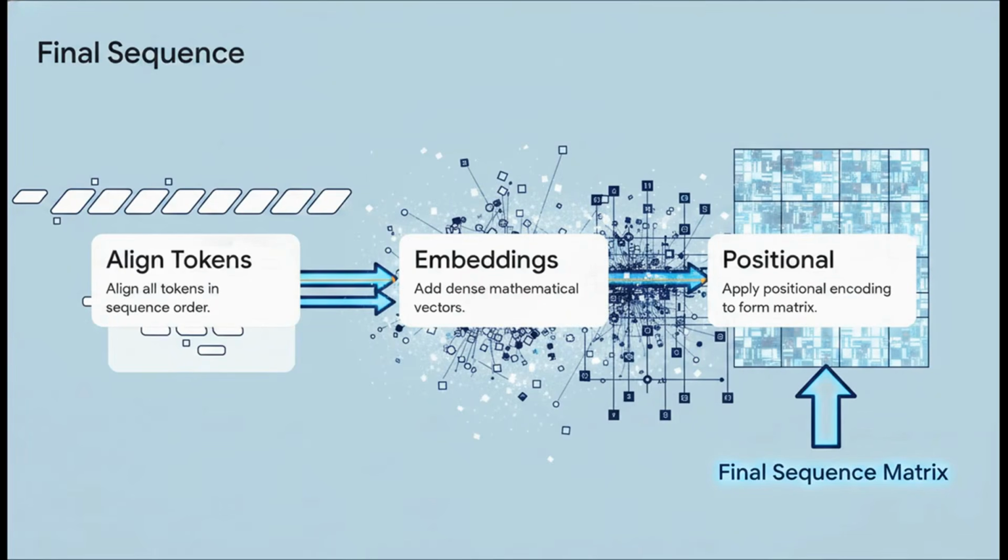The tokens align, the dense embeddings are added, and the positional encoding is applied. Together, they fuse to form the final sequence matrix. This matrix is the ultimate perfected input stream. It's the model's actual complete reading path.